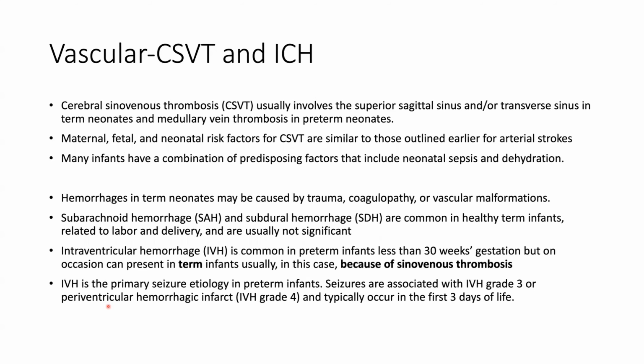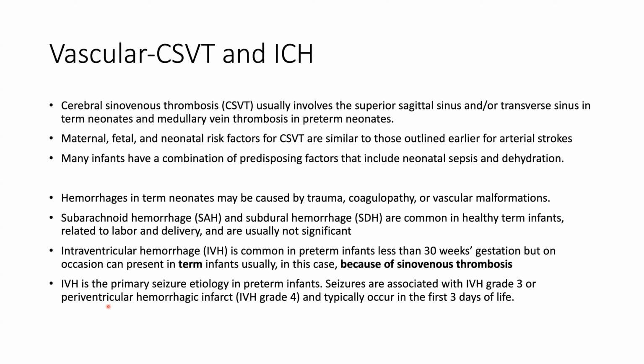When you discuss vascular strokes, you should not ignore cerebral sinovenous thrombosis and intracerebral hemorrhage. You know that the highest risk of a child or a human to develop CSVT is in the newborn period. So usually it involves the superior sagittal sinus and or the transverse sinus in neonates, that is term neonates. Whereas in preterm neonates, it can lead to medullary vein thrombosis. So the appearance of these thrombi are a little different on the MRI scan. So this is not to discuss right now.